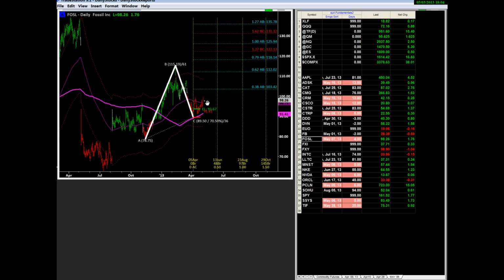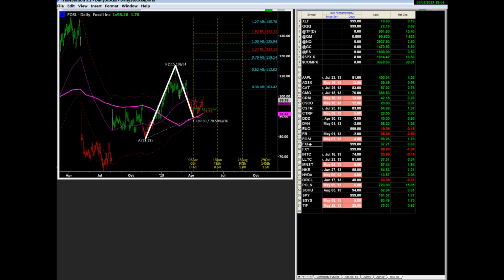What I'm expecting is, its earnings are due on May 7th, but at least the first target would be in the 103, 112, 118 range, its first target zone. At 103, it might see a small resistance too, because that's where the 38% of AB comes in.